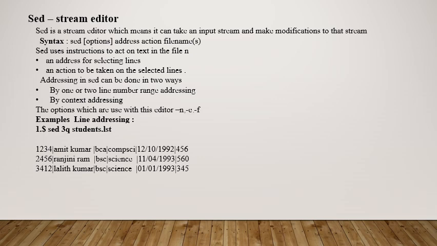So what is line addressing? By one or two line numbers. The address specifies either one line number, which is called line addressing, and sometimes we refer to this as range addressing. The other one is context addressing, which is nothing but specifying a pattern that is enclosed within a pair of slashes. That we call context addressing.